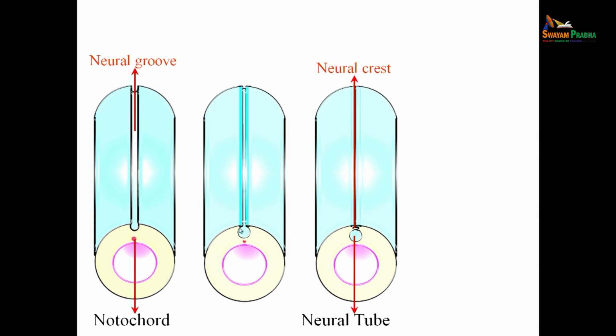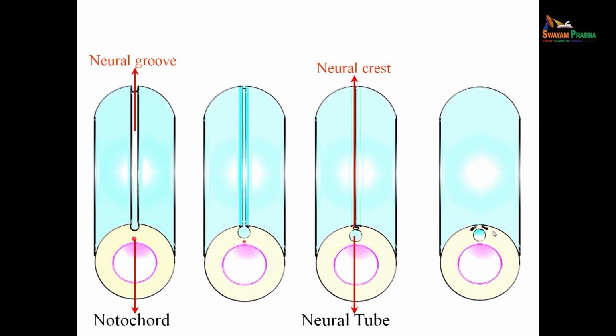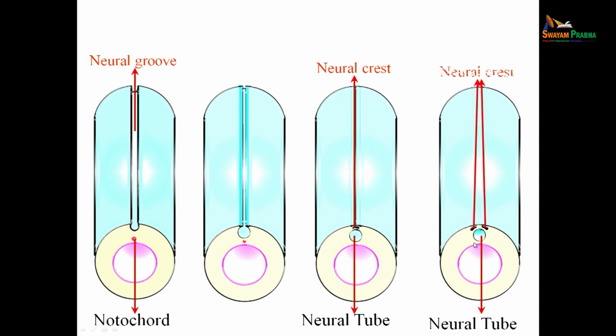These folds, though they come closer and fuse the neural groove into the neural tube, are not actually incorporated into the neural tube. They lie separately between the ectoderm and the neural tube, as the neural tube gets separated from the surface ectoderm. So the group of cells lying between the neural tube and the ectoderm, on either side of the neural tube but away from the ectoderm, you call neural crest cells. They are known as the neural crest cells.